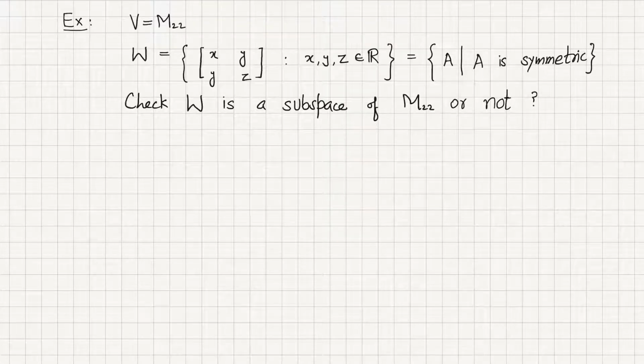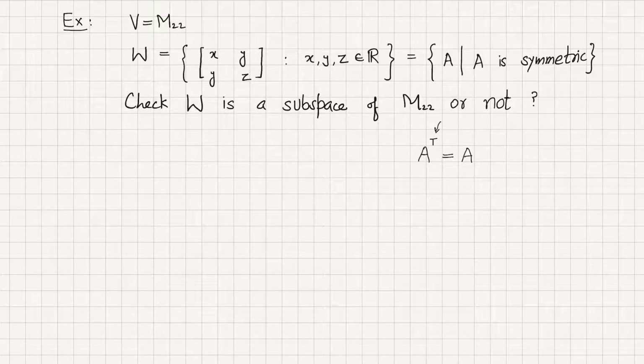Suppose we have a vector space of all 2 by 2 matrices with respect to matrix addition and scalar multiplication. W is the collection of all symmetric matrices. You know what a symmetric matrix is: a square matrix A is said to be symmetric if A transpose is the same as A. And the transpose means that if you have any square matrix, you interchange the rows and columns, and the obtained matrix is called the transpose of the matrix.